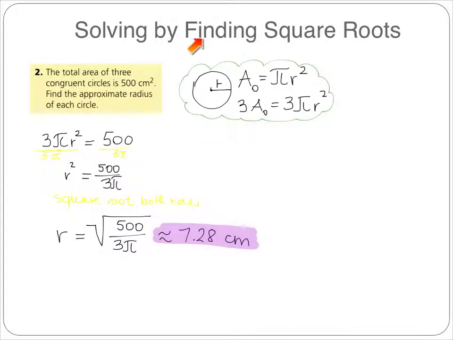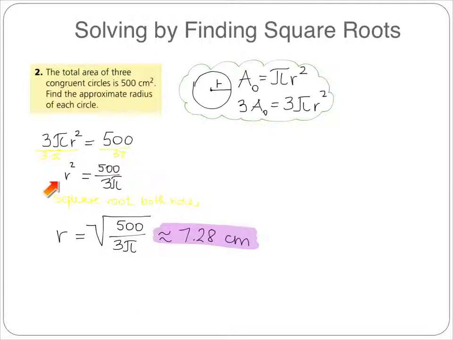Let's use finding the square root in a word problem. Total area of 3 congruent circles is 500 square centimeters. So we have to find the approximate radius of each circle. The area of a circle is pi r squared. Area of 3 circles is 3 times that many. So I write 3 pi r squared equals 500. That's the information that was given to me in the word problem.